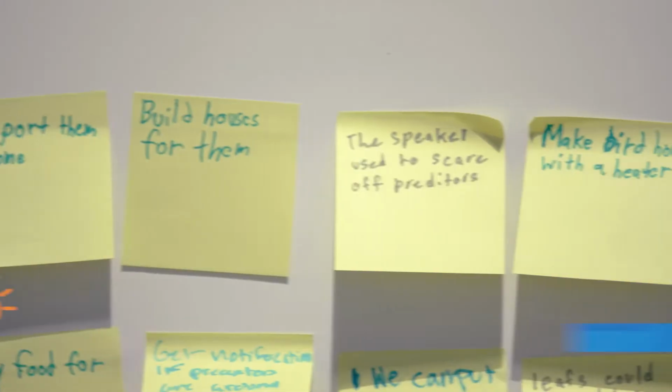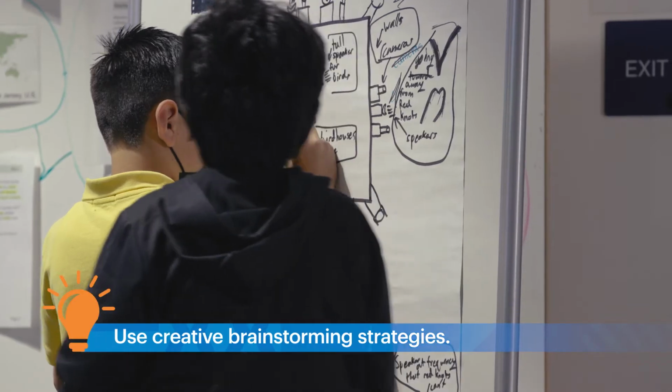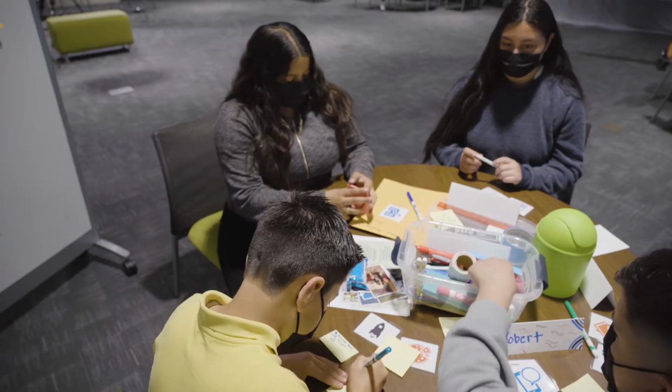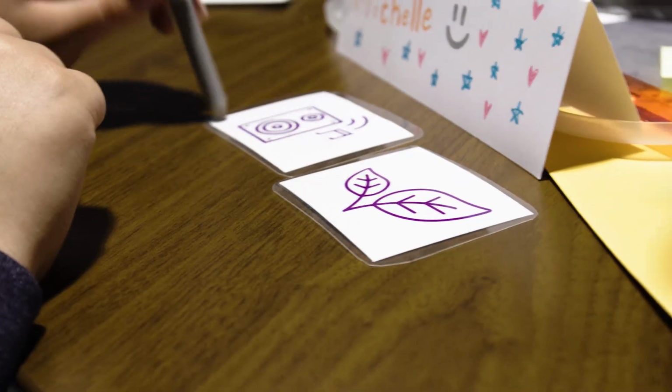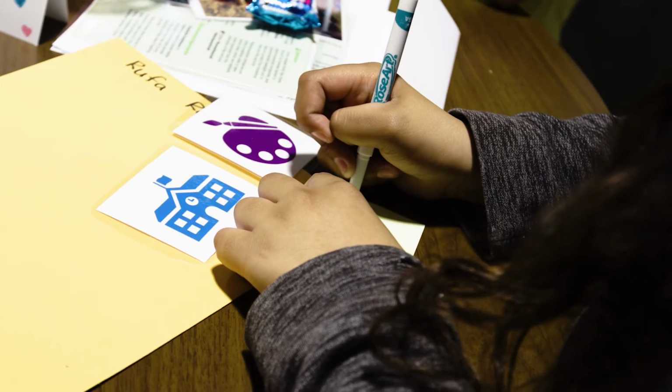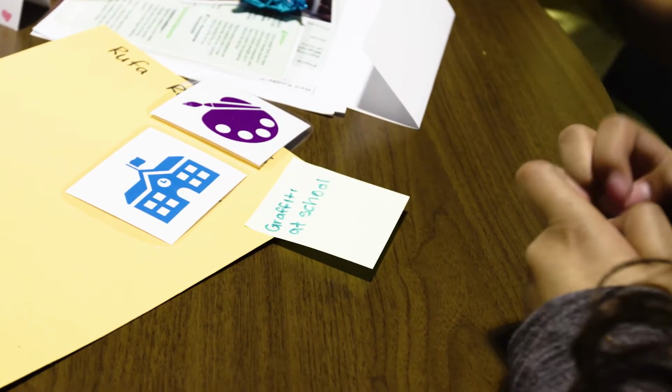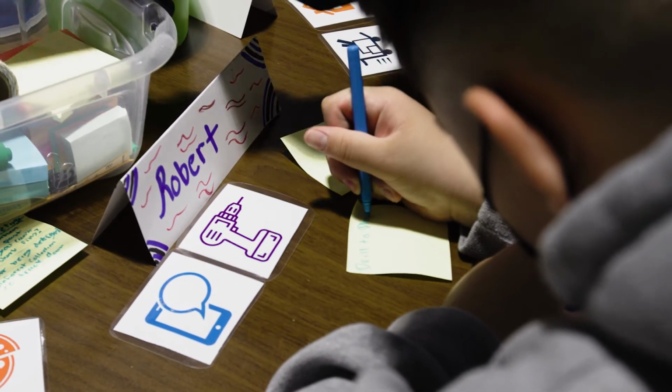To help learners develop innovative ideas, try using creative brainstorming strategies, such as sticky note, free draw, or picture brainstorm. For example, in this picture brainstorm, learners imagine how a random emoji or icon could be used to solve the problem facing their endangered species.